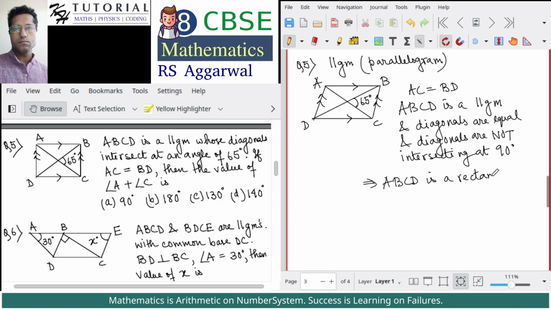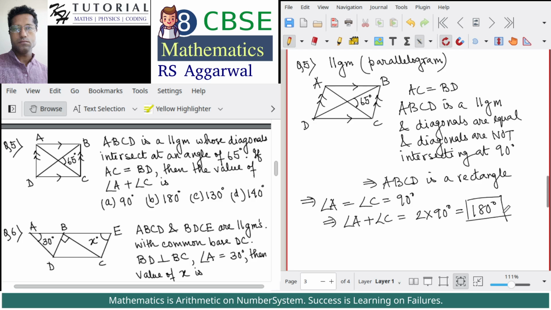If this is a rectangle, we know that all the angles of a rectangle are 90 degrees. So angle A is equal to angle C is equal to 90 degrees. We are asked to find angle A plus angle C, which is 2 into 90 degrees, equal to 180 degrees. So the correct choice is B.